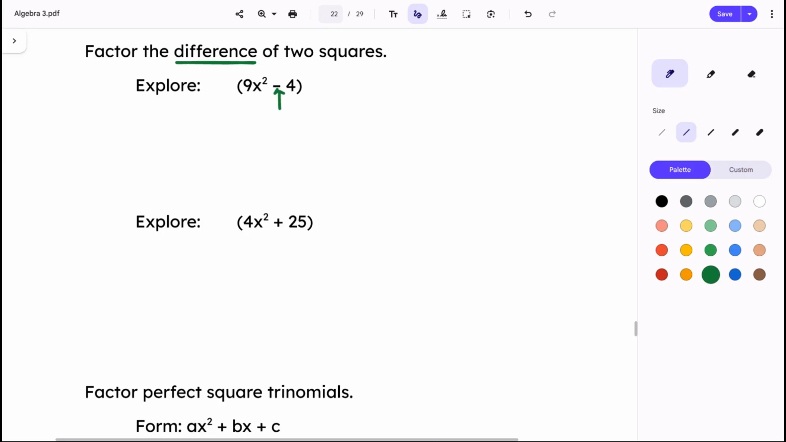Second thing then is, can I square root these two numbers? Can I square root the 9x squared and can I square root the 4? Yes, I can. Okay, the square root of the 9x squared would be 3x and the square root of 4 would be 2. So to write my answer, you're going to take those terms, 3x and 2. You're going to put it in 2 different parentheses here. One's going to get a plus sign, one's going to get a minus sign.